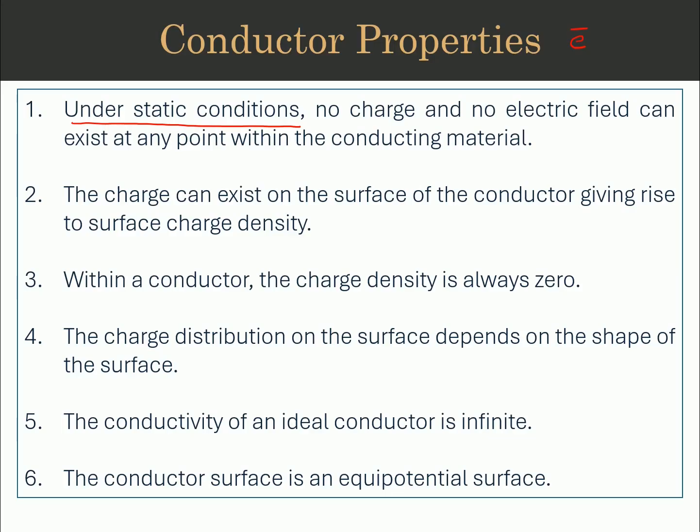Now some of the properties that we want to consider when understanding the boundary conditions, especially for conductors. Under static conditions, we keep in mind that whenever we have any conductor and we have static conditions, it means that the electrons are not moving, they are stationary. So no charge is going to exist inside the conductor. If there is no charge, it means there is going to be no electric field generated. So no charge equals no electric field inside the conducting material, because we are considering the static conditions.